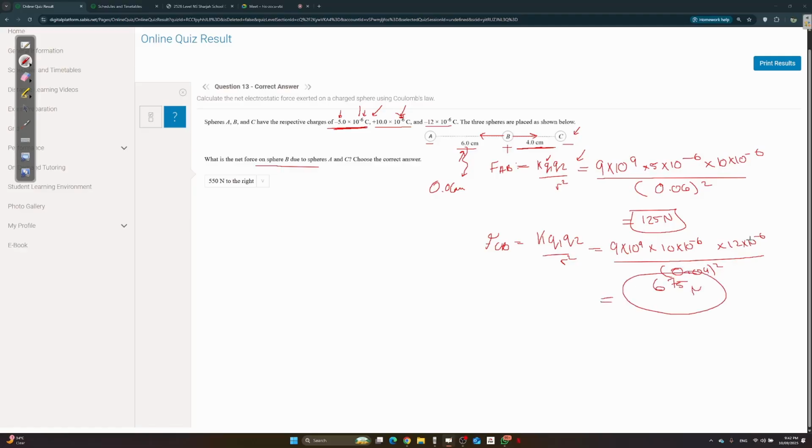Now, what do we do with these two? We add them or subtract them? Subtract. Okay, so we subtract them, you get 550 in the direction of the right. Why to the right? Because this one here to the right is 675. This one to the left is 125. Got it? Yes.